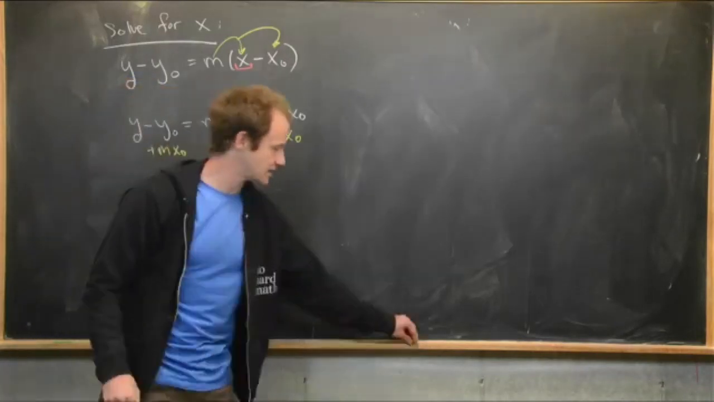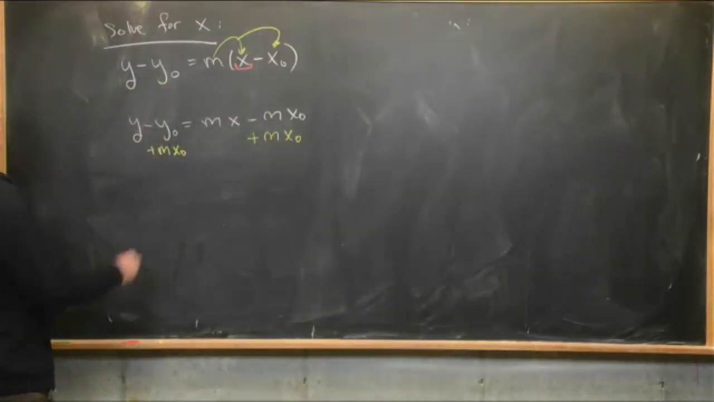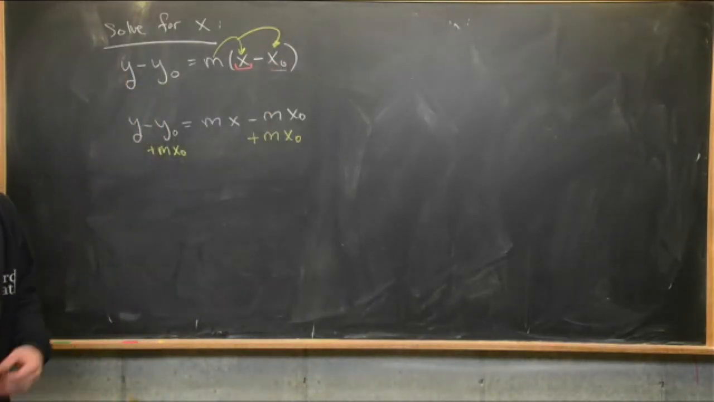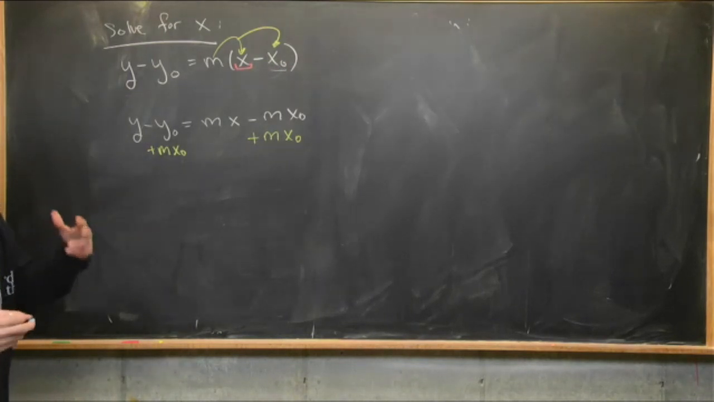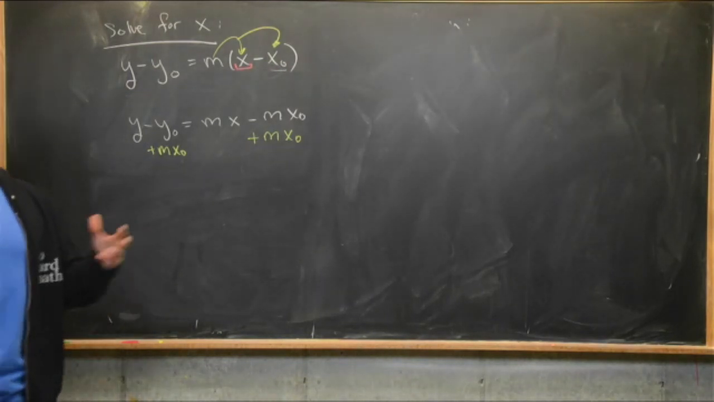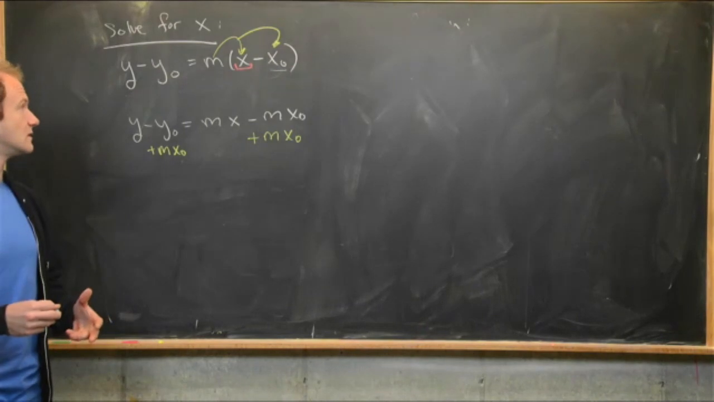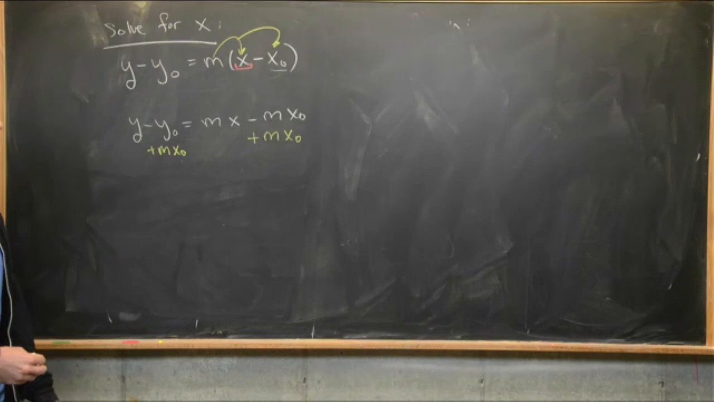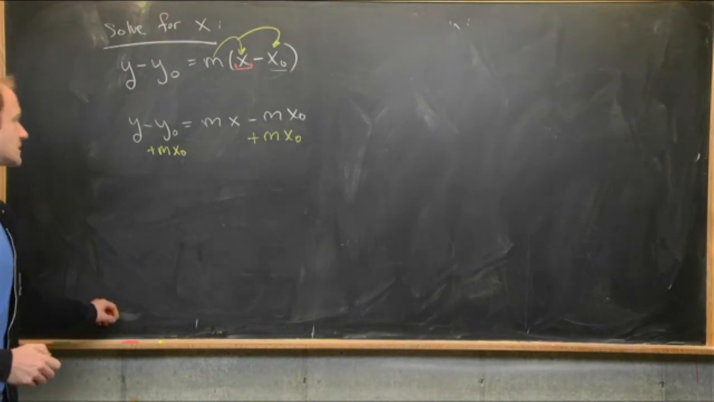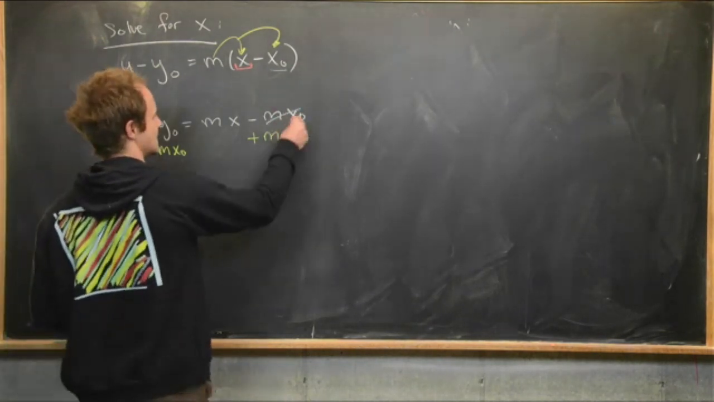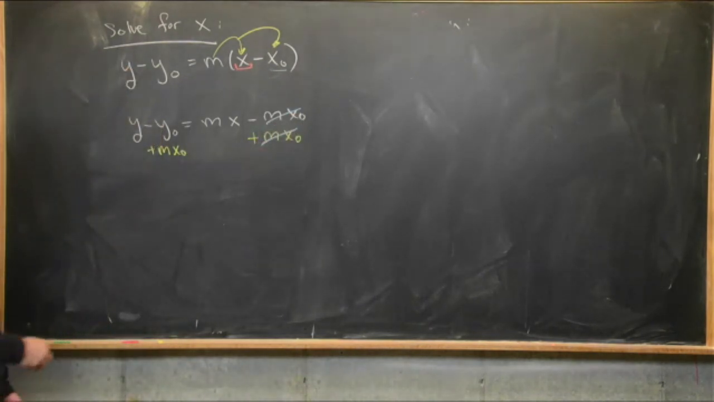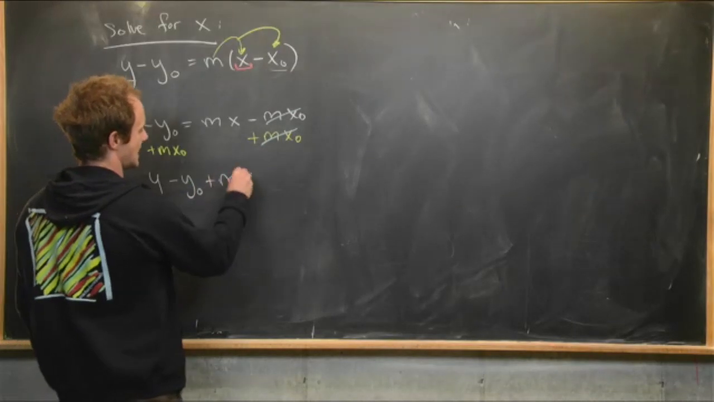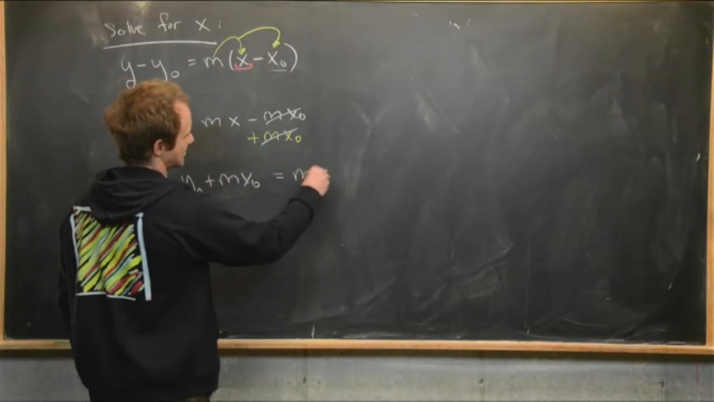And I guess, just to be really careful, notice that x naught and x are not the same, right? They have similar symbols, but they're different things. Okay, so let's see. That is going to cancel this m x naught from the right-hand side and leave us with y minus y naught plus m x naught equals m times x.